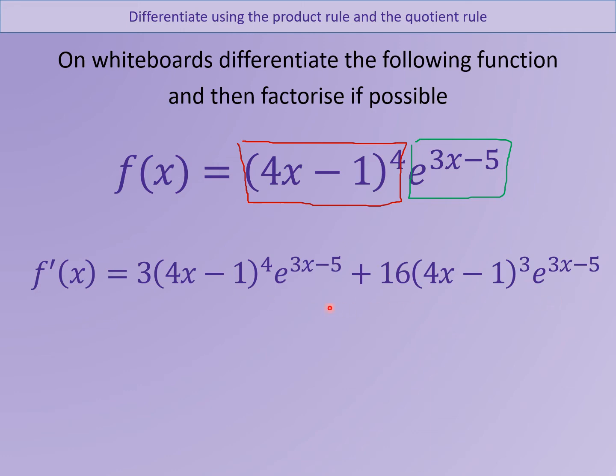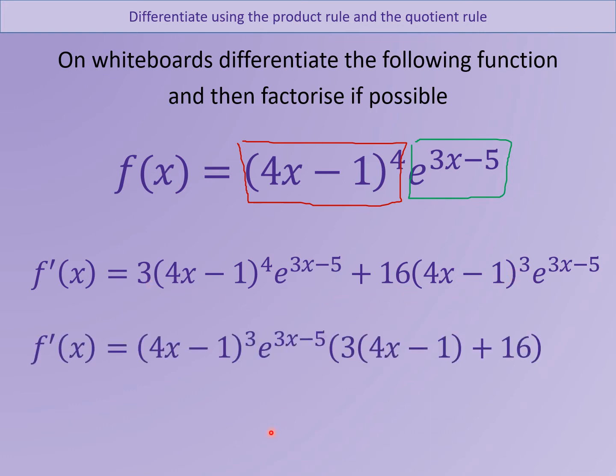Can we simplify this at all? Well, I can clearly see an e to the 3x minus 5 appearing in both parts. I can see a 4x minus 1 to the power 4 there and a 4x minus 1 to the power 3 here. So I definitely know I can take out a 4x minus 1 to the power 3. Nothing common in the two numbers, so we have to leave those alone. But I can definitely take out a 4x minus 1 to the power 3 and an e to the 3x minus 5. This is where it gets a bit more tricky for some people, looking for those common factors.